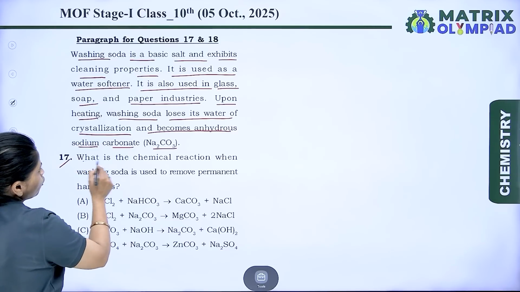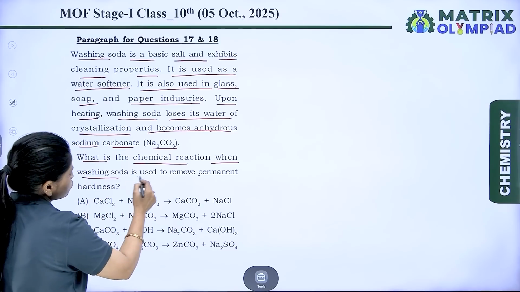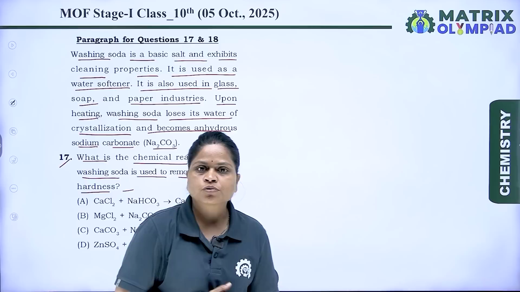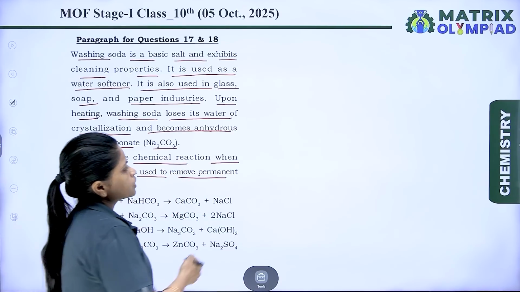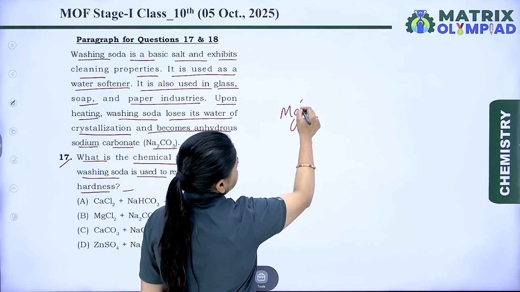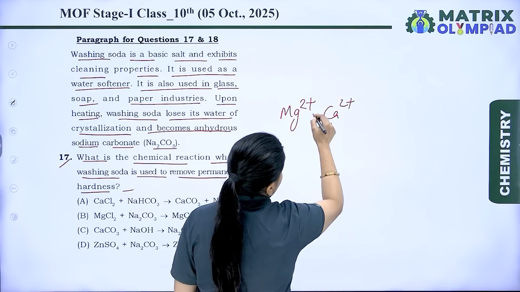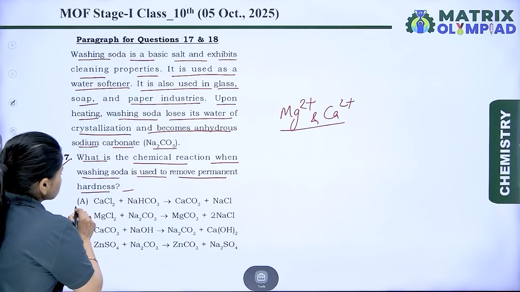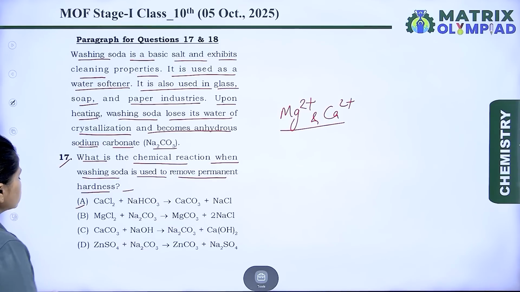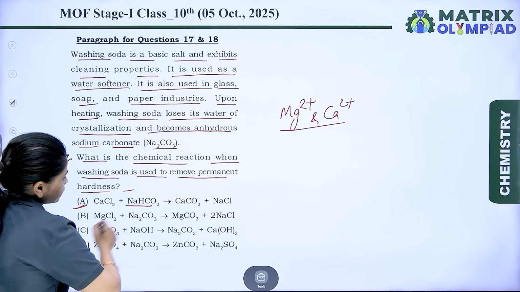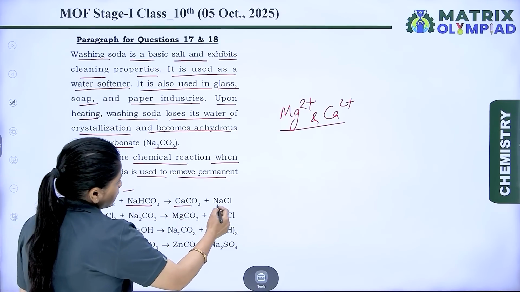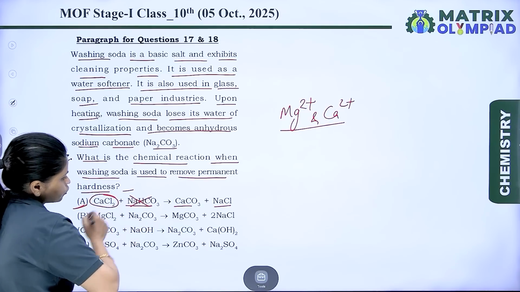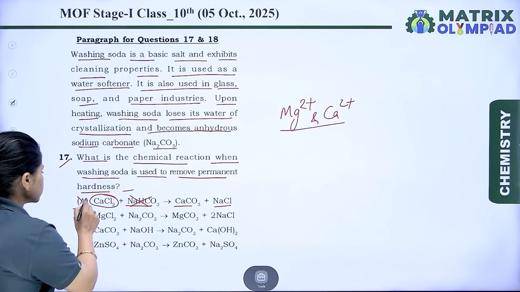Let's take the question. What is the chemical reaction when washing soda is used to remove permanent hardness? Yes, washing soda is used to remove permanent hardness, because in hard water there are calcium and magnesium ions. Because of these, water becomes hard. So let's choose the correct option. Calcium chloride reacts with sodium bicarbonate to make calcium carbonate and NaCl. But here the hard water is present, but sodium bicarbonate is not washing soda. So this option is wrong.